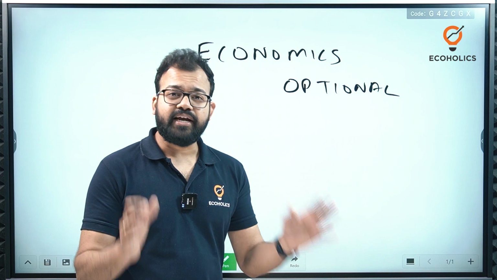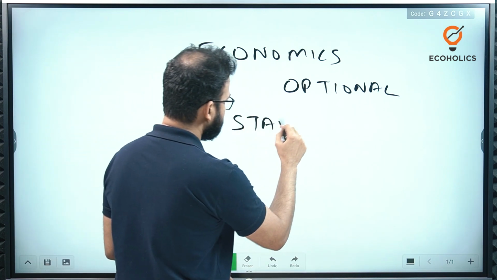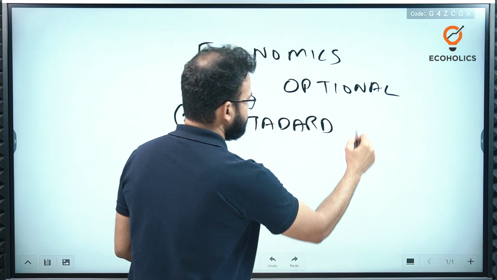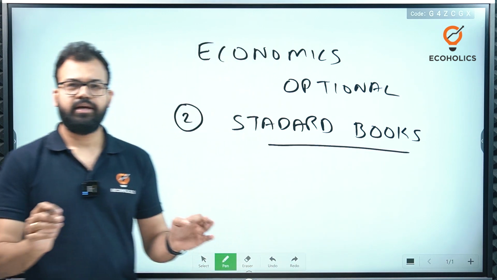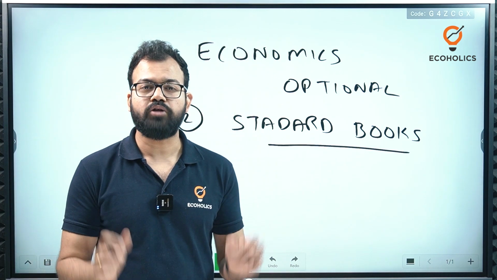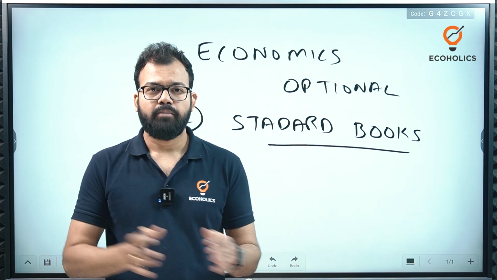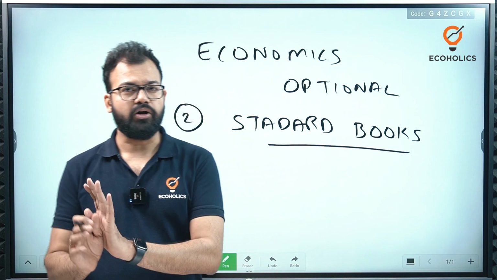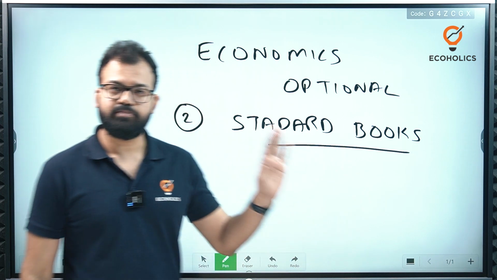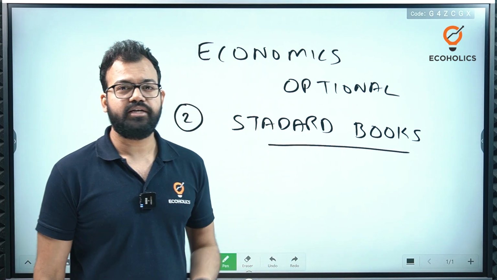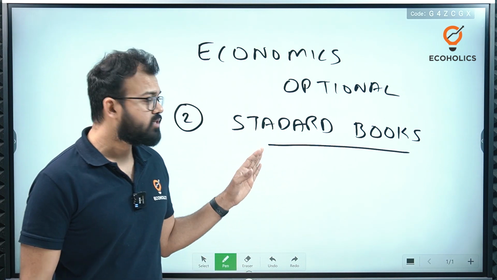Now the most important second one is standard books. It is very, very crucial to have core concepts. If you see economics as an optional subject, paper 1 is a bit technical, and paper 2 is related to the Indian economy. If you want to understand anything in the technical paper, that is paper 1, which is related to theories given by various economists and the concepts, it is very vital to follow the standard books.